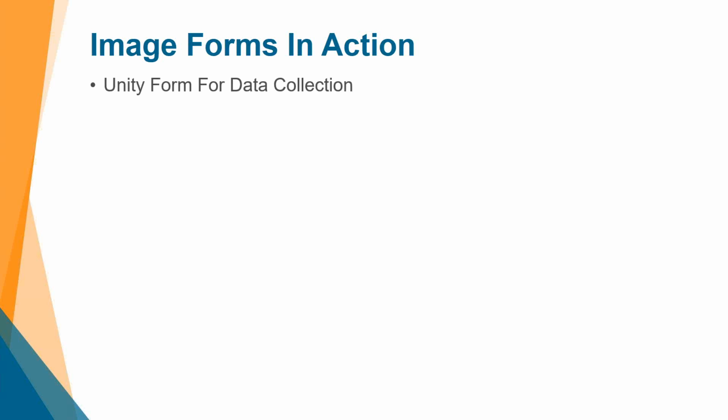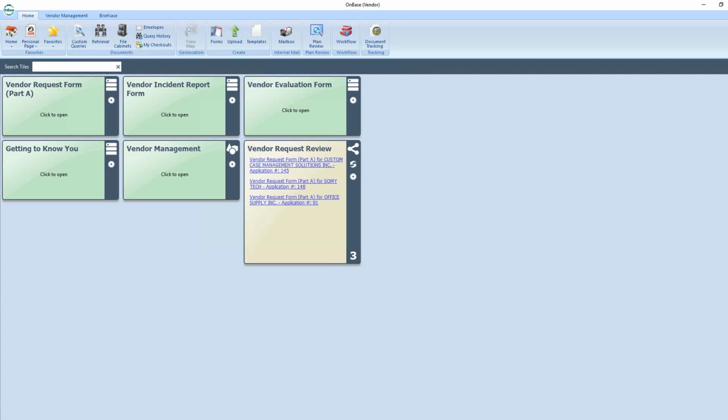So let's take a look at this in action. Again, we need to start with that Unity form for that data collection. And that's going to be associated with at least one of the configured image forms. Like I said before, you could have it individually mapped, one Unity form to one image form that would be presented, or one Unity form to, frankly, an unlimited number of image forms.